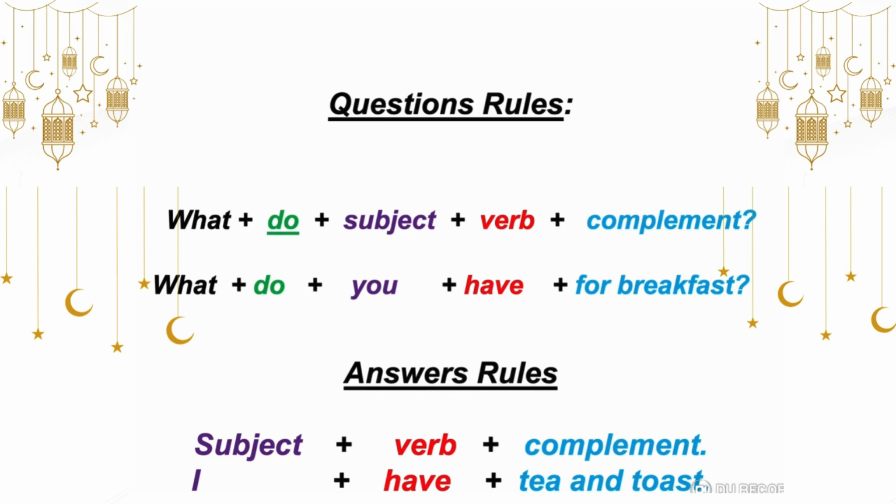So, for example, what do you have for breakfast? So what is the WH word. Do is the auxiliary, plus you, the subject, have the verb, and for breakfast, complement. So this is the question. Let's see the answers rules. So always we start with subject, I, you, he, she, it, we, you, they, and the verb have, for example, and the complement. So subject, verb, complement. I have tea and toast. So we are going to practice these rules in real sentences.